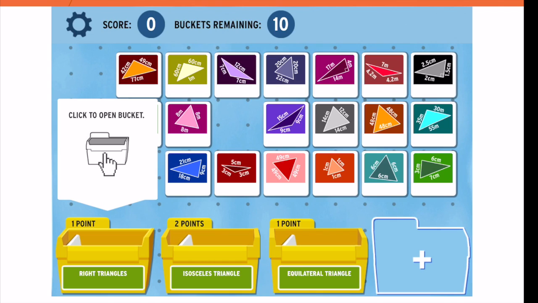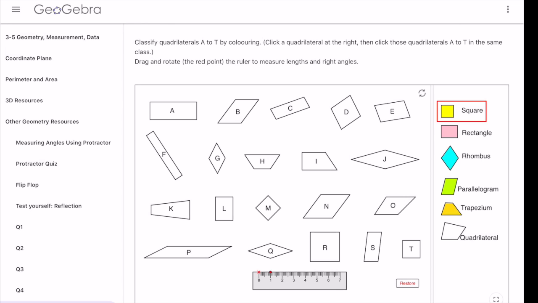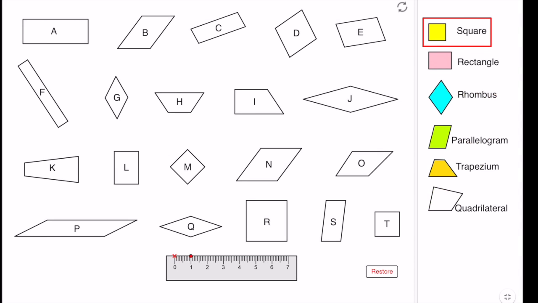It's really just testing you to see, do you indeed have mastery on identifying the different types of triangles based on side length. But it does show you the facts about quadrilaterals. So it says you want to classify quadrilaterals. Here's A through T, and then it gives you a ruler to double check that you're doing it correctly. So on the right side, there's various types of quadrilaterals listed by their name.